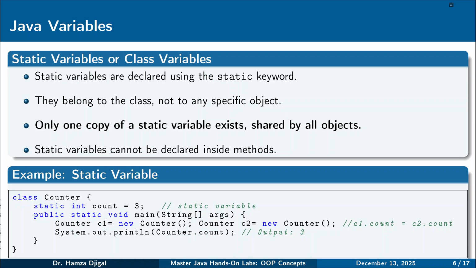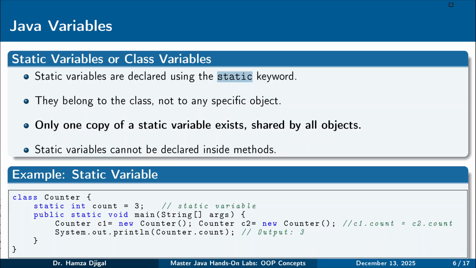Okay, so now we have the third one, which is a static variable or class variable. These are declared using the keyword static. As you can see here, they belong to the class, not to any specific object. So only one copy of a static variable exists, shared by all objects. What does it mean? If I create an object, then I create another object too, both objects share the same variable.